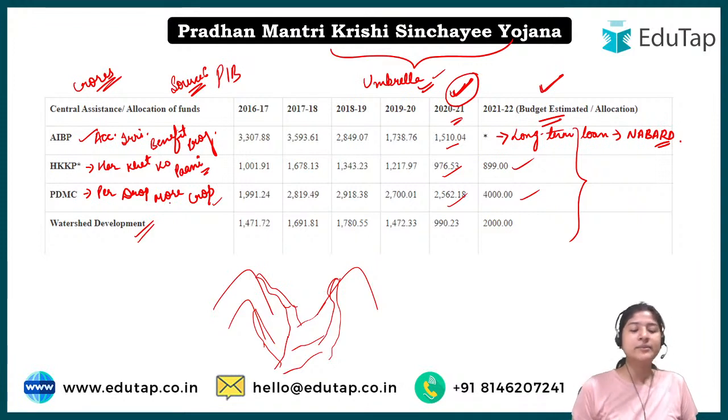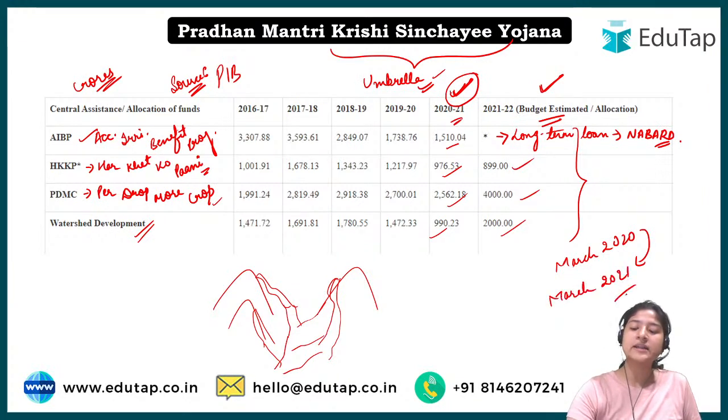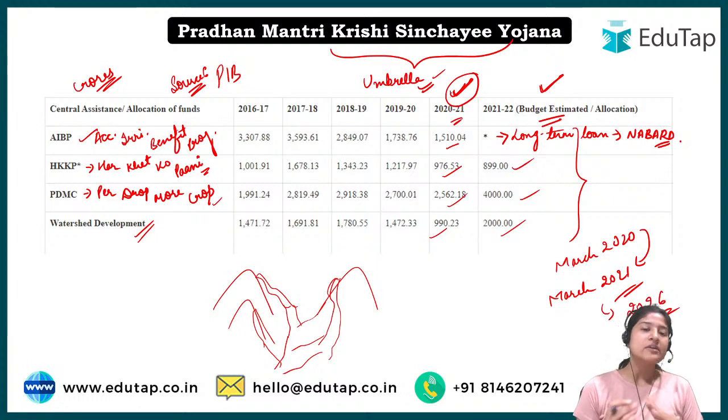So here watershed development means to develop such categories so that we can get water for irrigation purpose. For now it is estimated to be 2000, last time it was 990. This Pradhan Mantri Krishi Sinchayee Yojana was initially just for March 2020, but then it was extended to March 2021. But then again, 2021 is already over, and it is proposed in the parliament that we should extend this scheme to at least 2026. That is why this budget is just estimated. So this is the concept of why we need to study this.